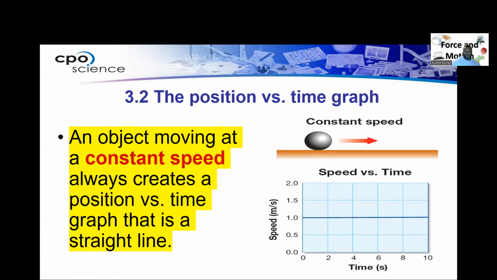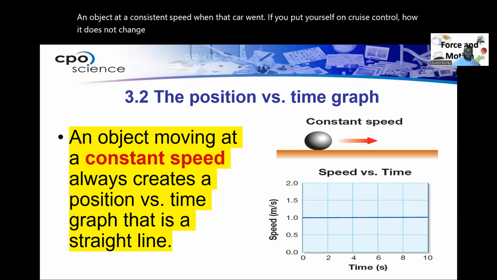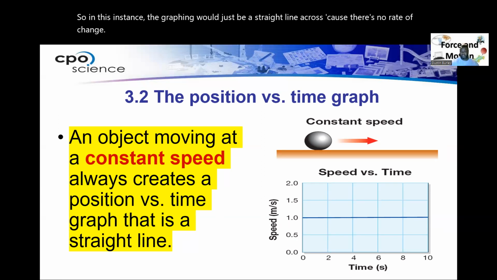So like we talked about earlier, an object at a consistent speed, like when that car goes, if you put yourself on cruise control, it does not change. So in this instance, the graph would just be a straight line across because there's no rate of change.